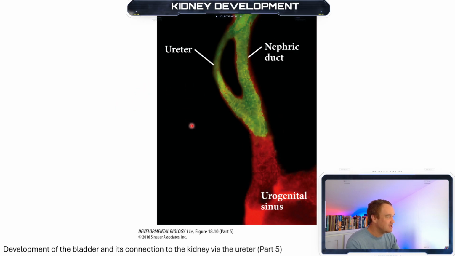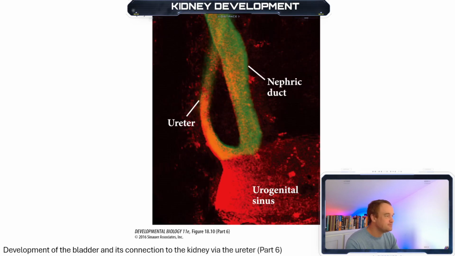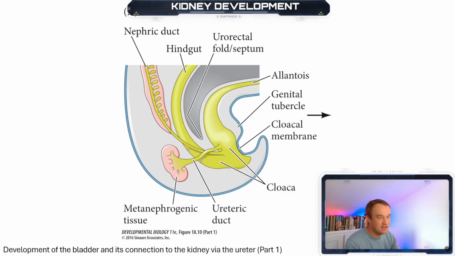This is a 12-day embryo. And so we have the urogenital sinus down here where the bladder is going to be. We have the ureter and the nephric duct up at the top. And then the ureter separates from the nephric duct and forms a separate opening into the bladder here. And the urogenital sinus developing down at the bottom here.